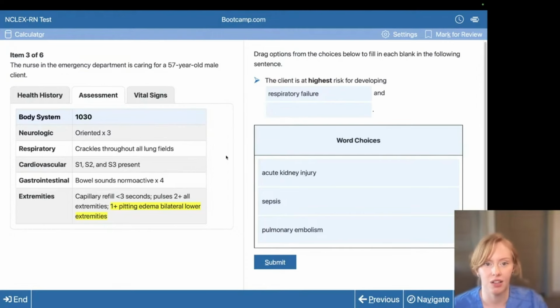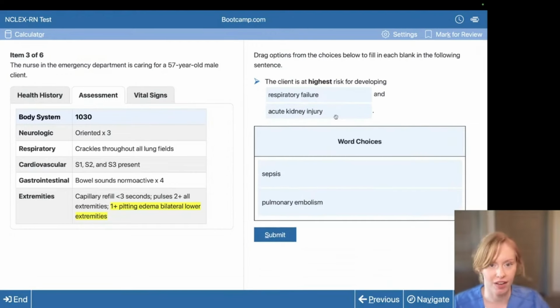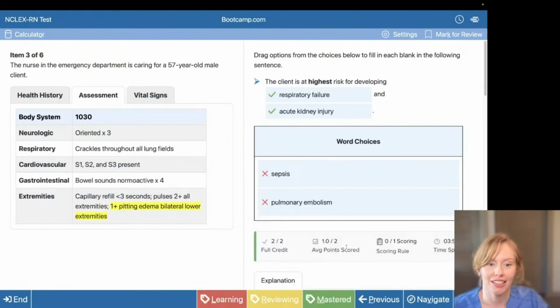But because he has all of these, I agree with you guys who guessed this, what my other one is, acute kidney injury. So respiratory failure because blood backs up from the heart, acute kidney injury because it's not moving forward from the heart. And we're correct.